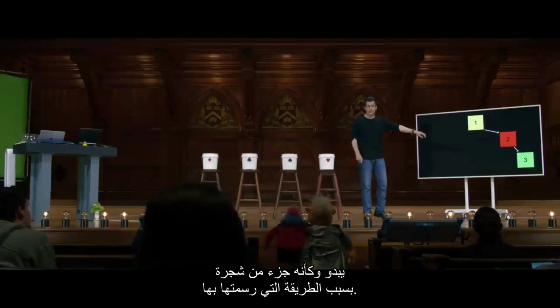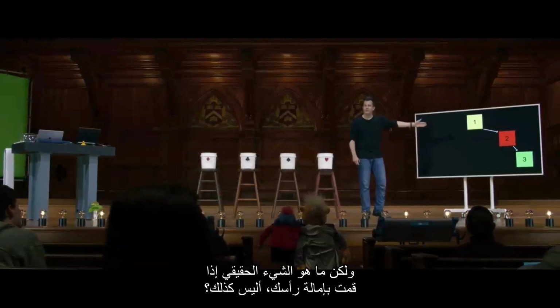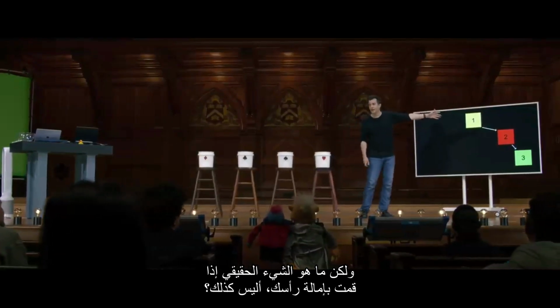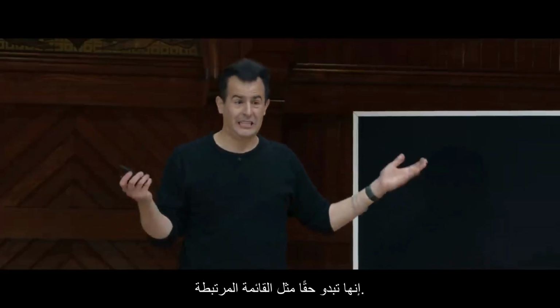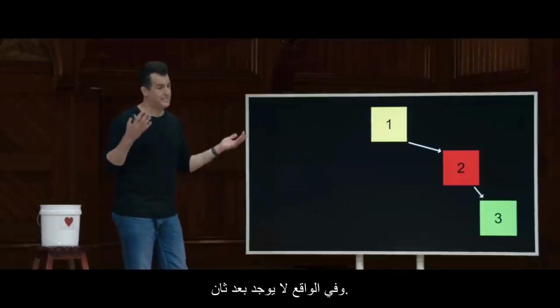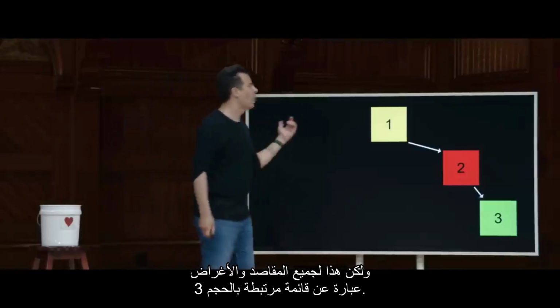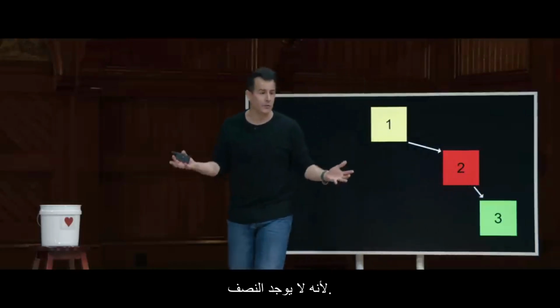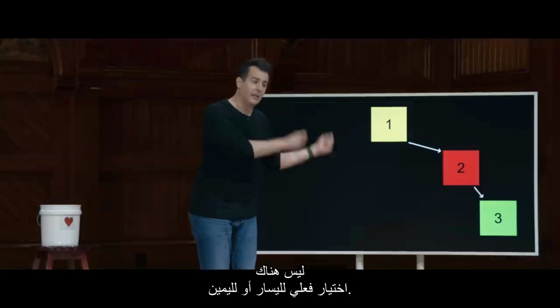It looks like part of a tree because of how I've drawn it, but what is it really? If you kind of tilt your head, it looks really just like a linked list. And there really is no second dimension. I've drawn it this way, but this, for all intents and purposes, is a linked list of size 3. Why? Because there's no actual choosing left or right.